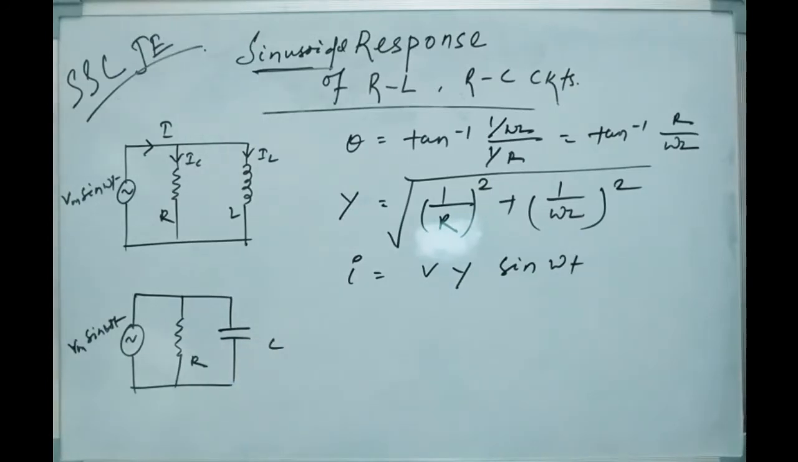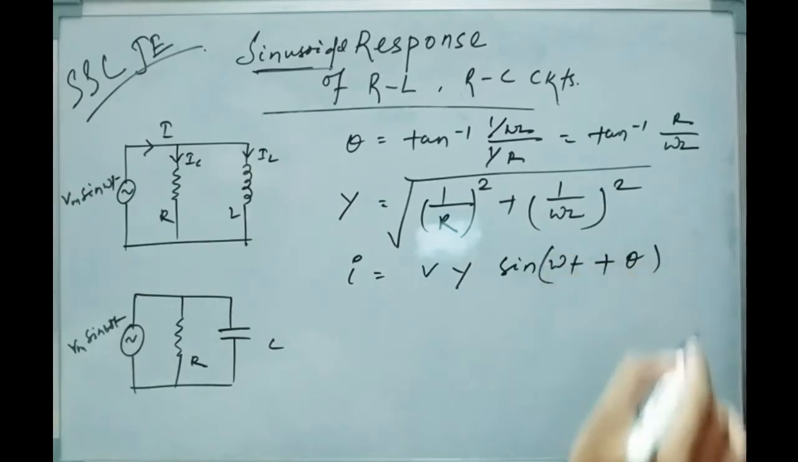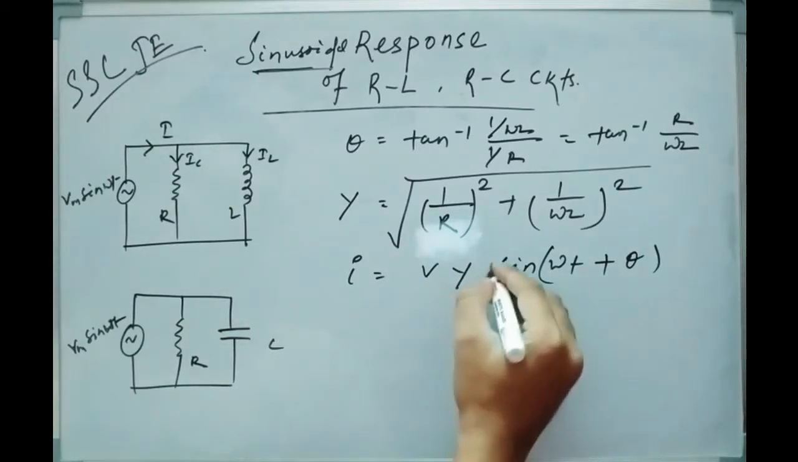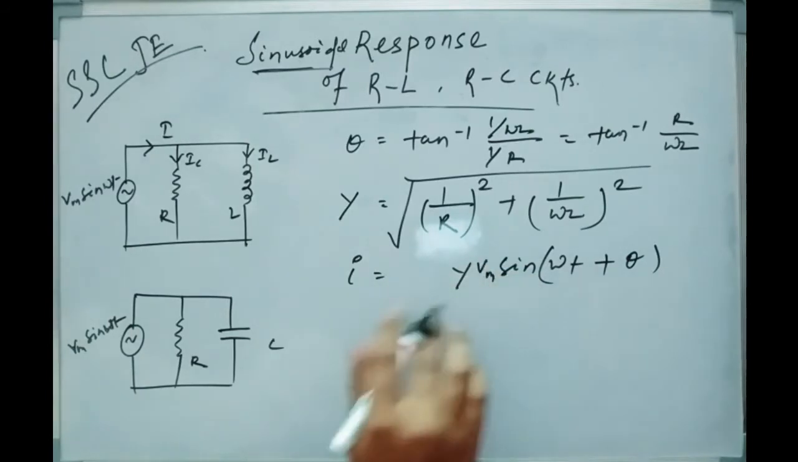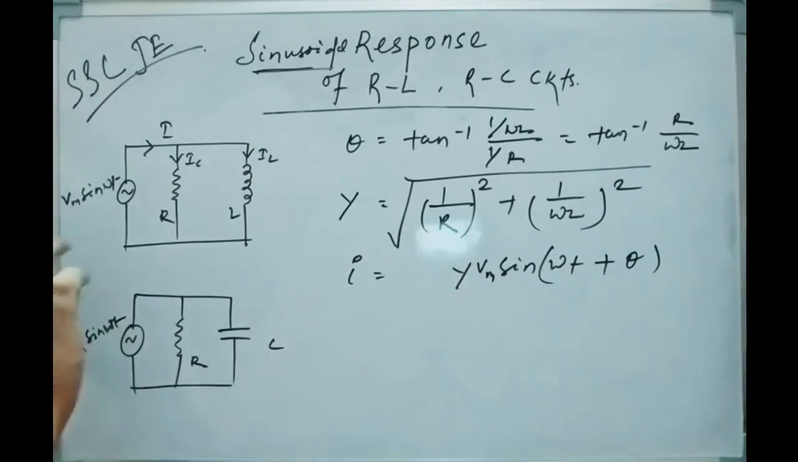current will lead or lag, that will depend on the combination. So just put omega t plus theta. The value of theta will come accordingly. If it comes as minus theta, then that means current is definitely lagging. If it comes as a plus value, plus theta, then current is leading. Fine. So I can write it as Y into Vm sin(omega t plus theta), because V we have taken as Vm sin omega t.